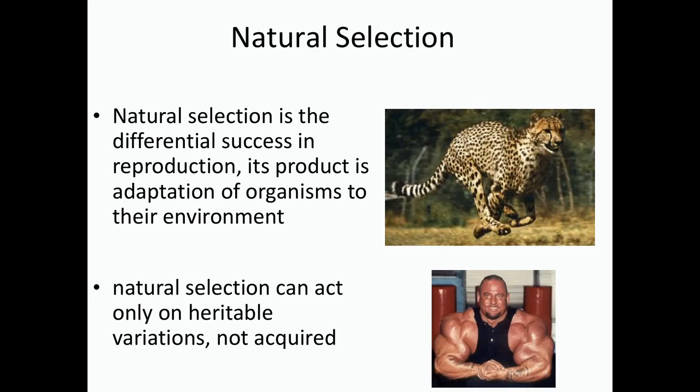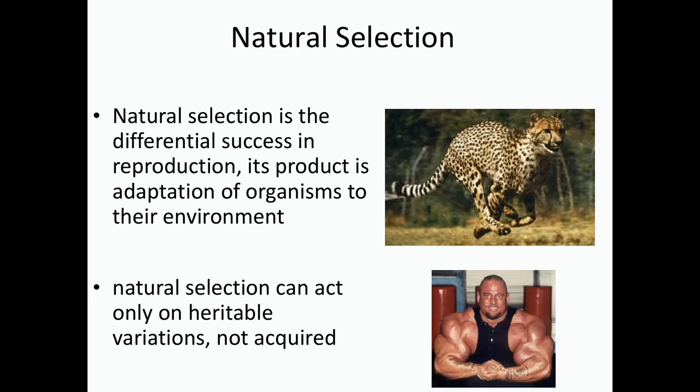Now, through this process, you end up with differential success in reproduction. And because of this, it leads to adaptation. So features that make you successful will help you survive. You'll pass on those features to your offspring, and therefore those features will become more common in the next generation.